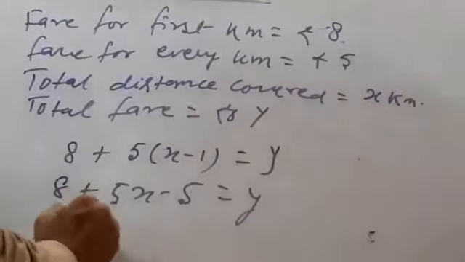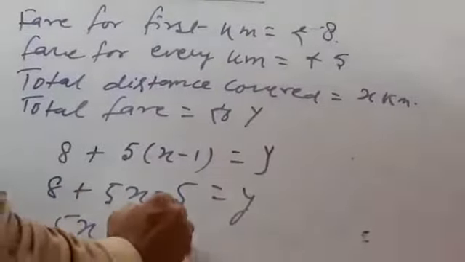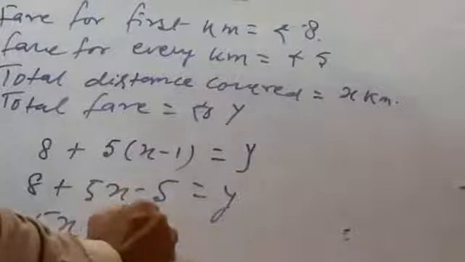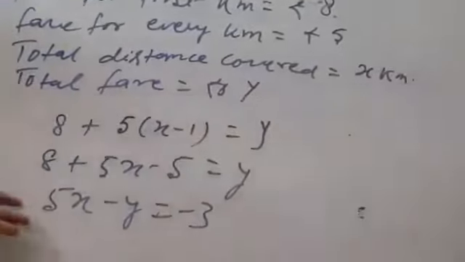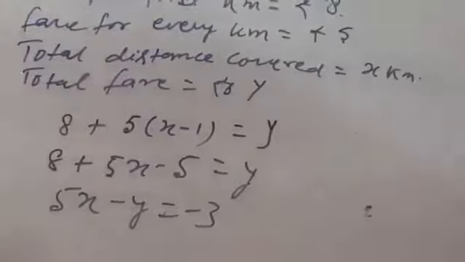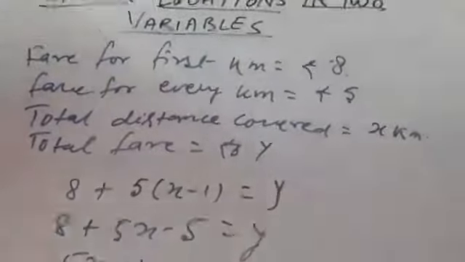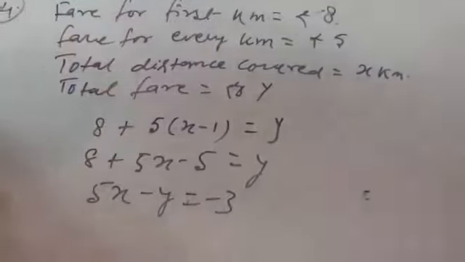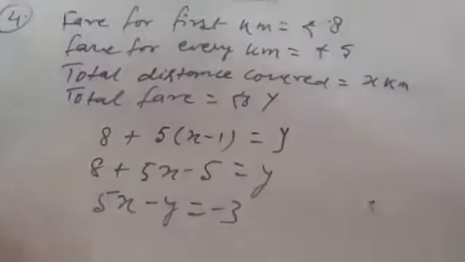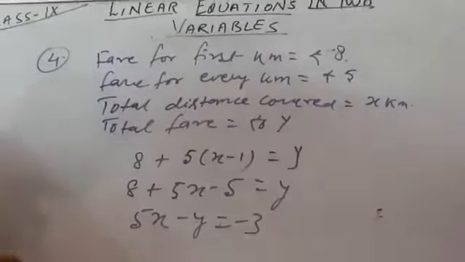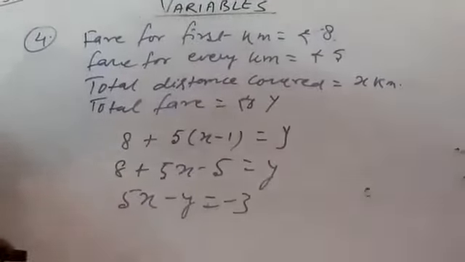So 5x minus y is equal to minus 3. So now this is the linear equation in two variables in front of you, and I don't feel you will have any problem to do the rest. The rest of the questions you all do by yourself.